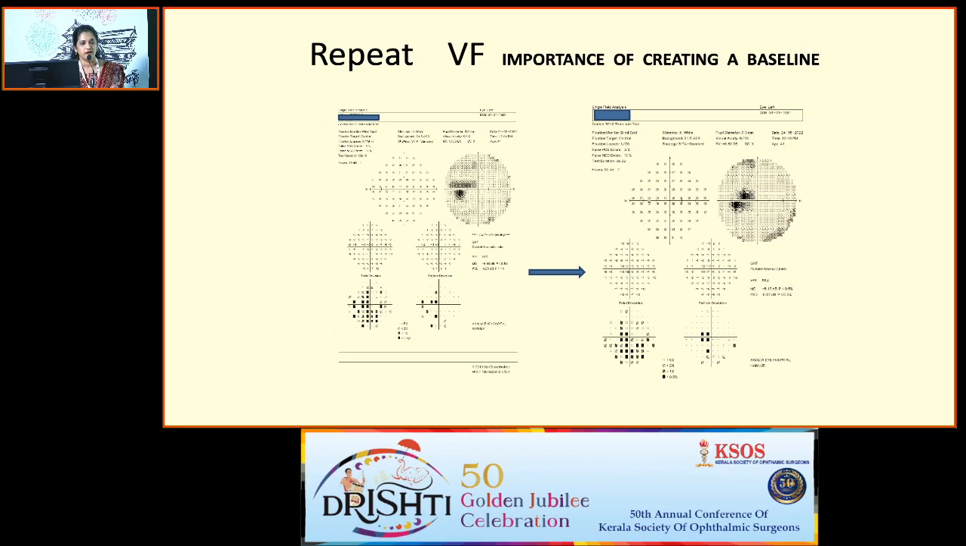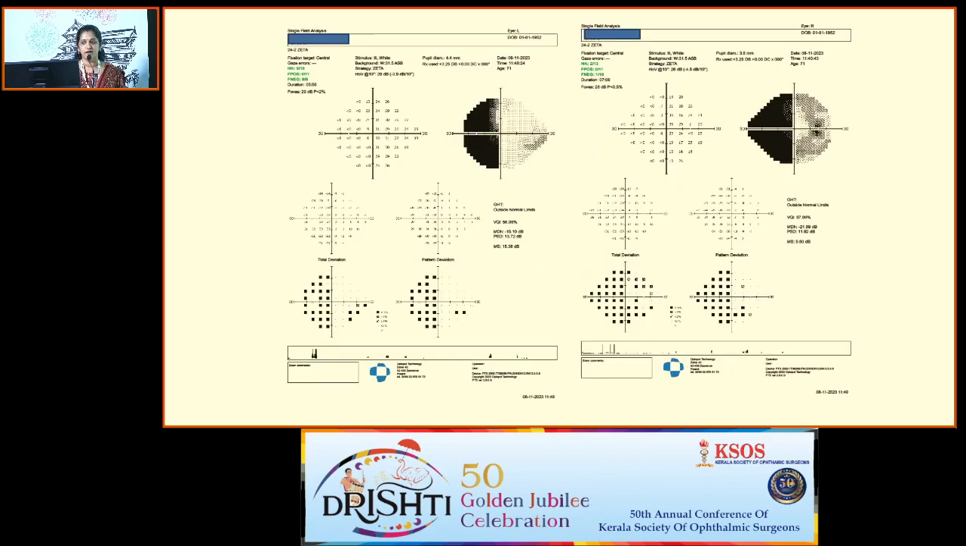Now, always understand the importance of repeating the visual field test and the importance of creating a baseline. This is a test of the same patient, repeated after 15 minutes, and you can see the difference. From low test reliability, it has gone to normal. So remember that in your glaucoma clinic, not all patients have glaucoma. Some might have neurological field defects. Okay, so this is a homonymous hemianopia.